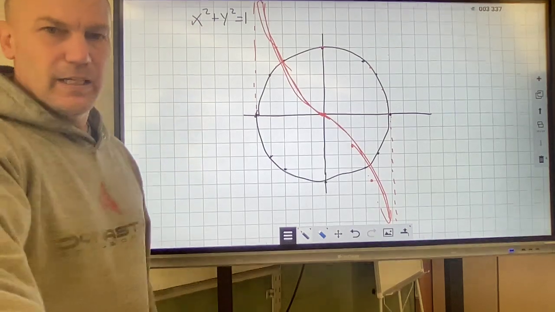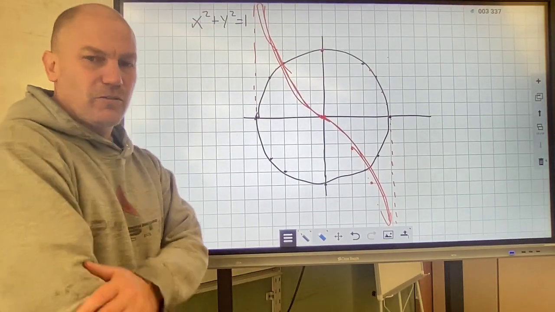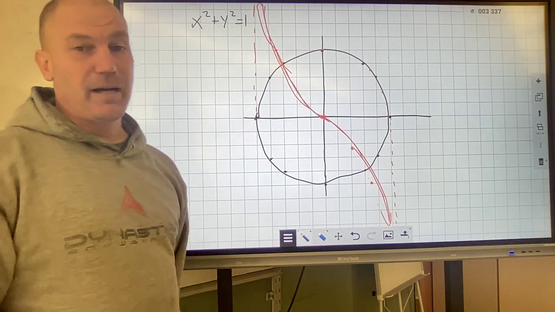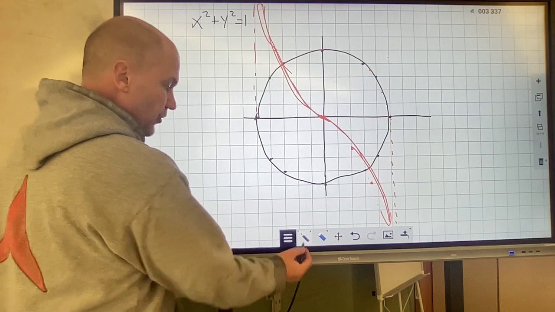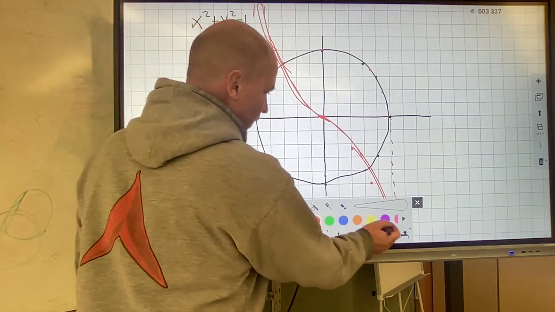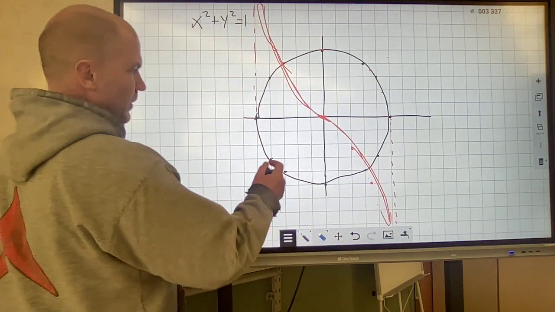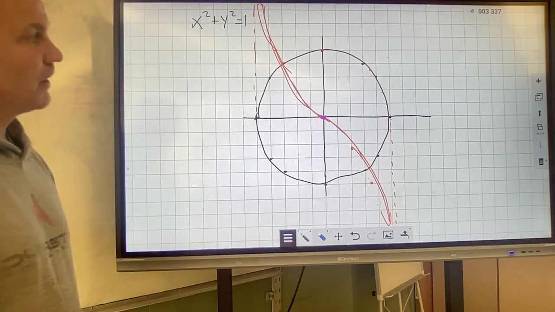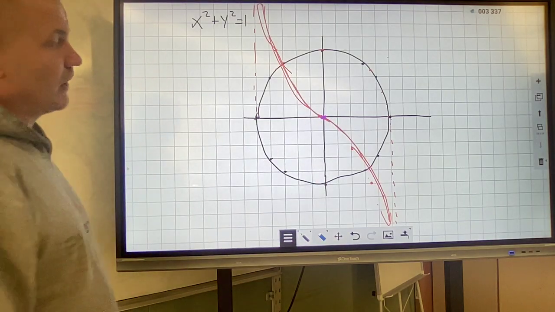So what I just did was sketch a graph of the derivative of the top half of a circle. I can do that for the bottom half as well, and this is where it stops becoming a function. The red thing is a function. So now I'm going to start sketching the other one.